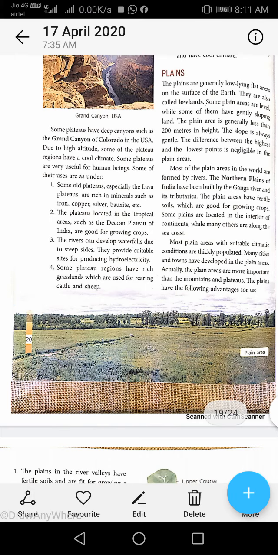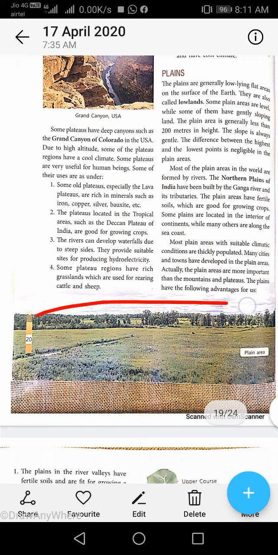So basically the plains are the lowest part of the earth. First is mountain, then plateau, then we have the lowlands. So its height is just above 2 meters, 200 meters in height. The slope is always gentle. They always have a flat part.